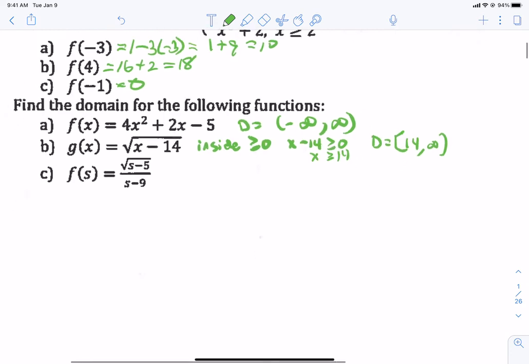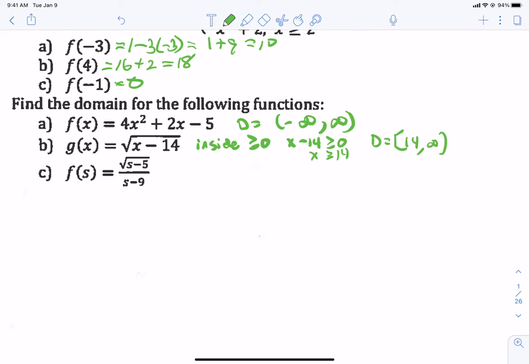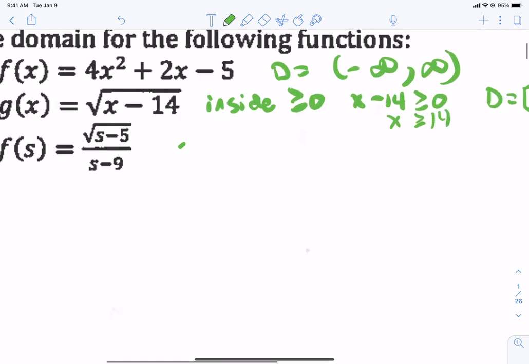Now, C has everything wrong with it. One, it's got a fraction. Fraction denominators are not allowed to equal 0, so that's an issue for that one. And it also has a square root. Now we know what the square root does from part B. The square root is that s minus 5, I'm sorry, I make my s's look so much like 5s, has to be greater than or equal to 0. We know that. So we know for sure that s has to be greater than or equal to 5.